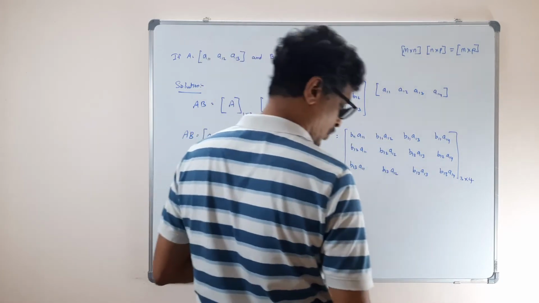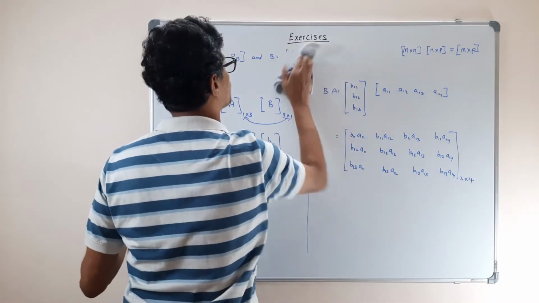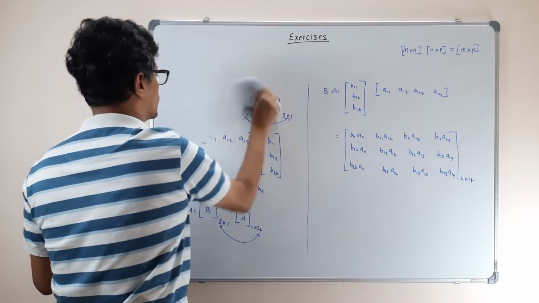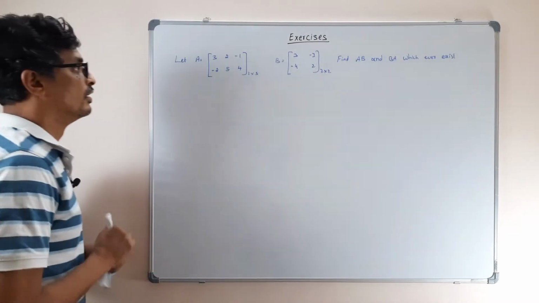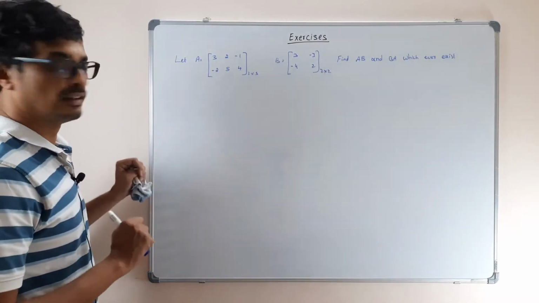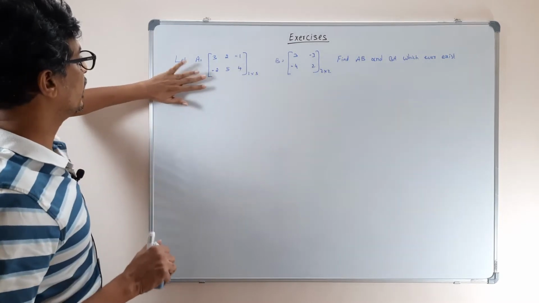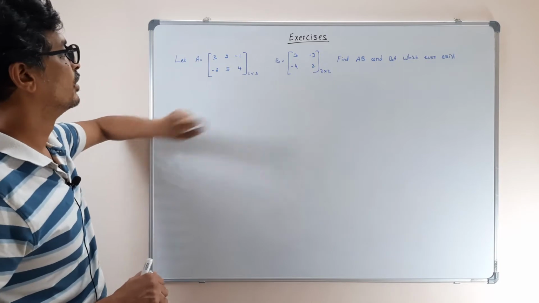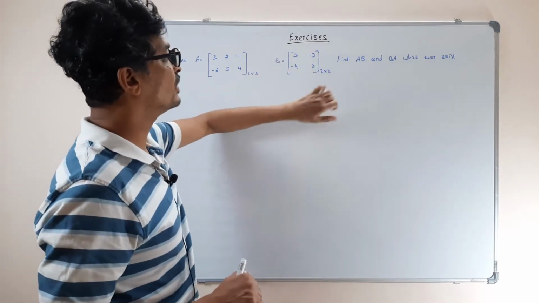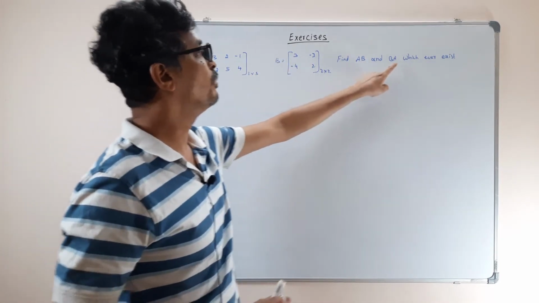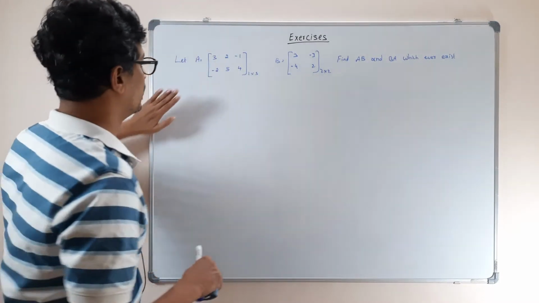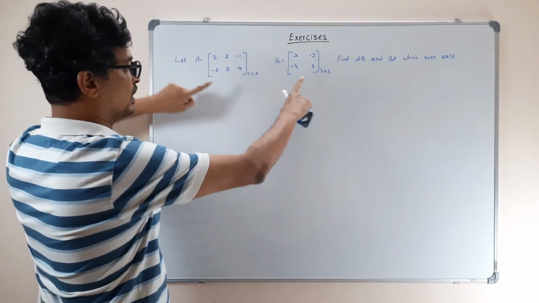Okay, so then let us do one more problem. What is the next problem we will do? Okay, see this problem. A is a 2 cross 3 matrix, B is a 2 cross 2 matrix. Find AB and BA, whichever exists. I am not going to do this problem because you can do it. You just have to see which is conformable.